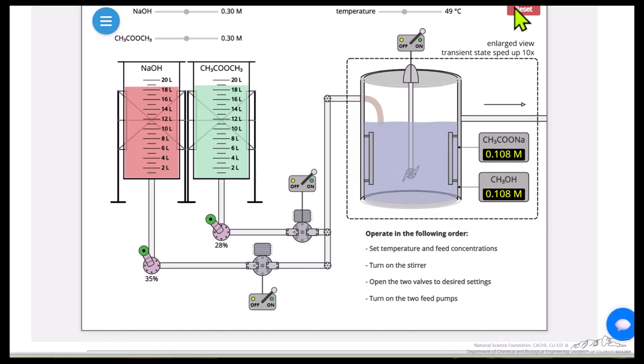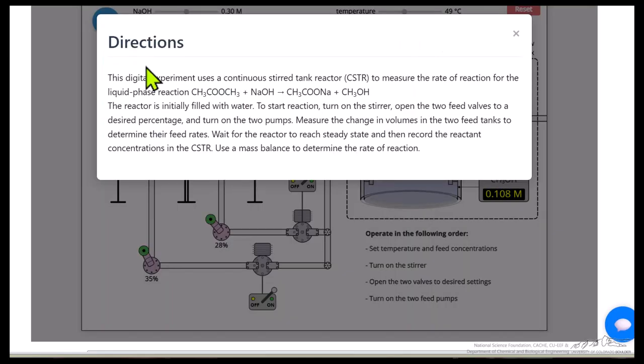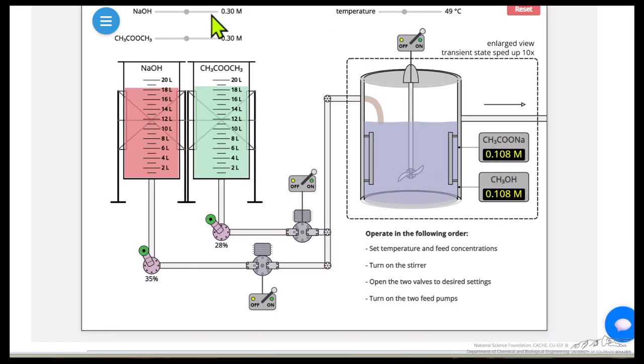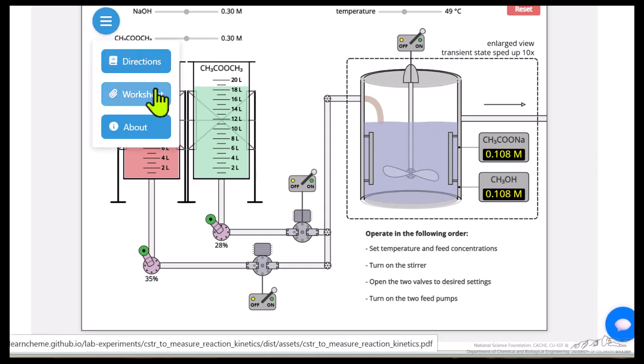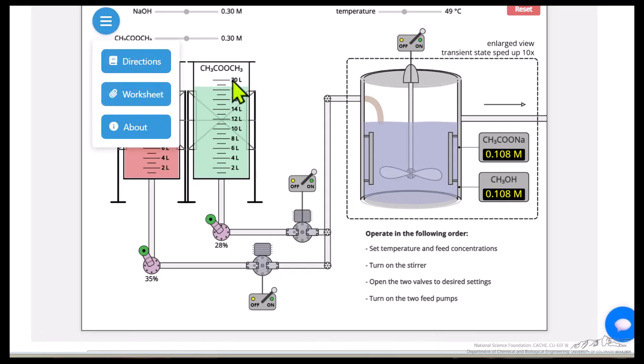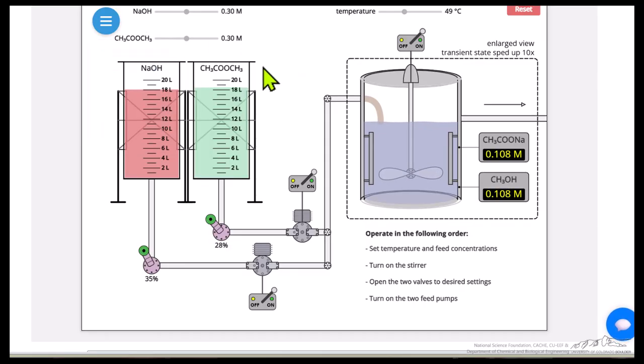We have a reset button that gets us back to starting conditions. We can pick different temperatures. We also have directions that tell briefly about the simulation. And then we have a worksheet, which is detailed directions, a PDF file to download that tells the steps to take, describes the experiment, etc. And so the idea is we can make measurements and do mass balances and determine information about the rates of reaction.